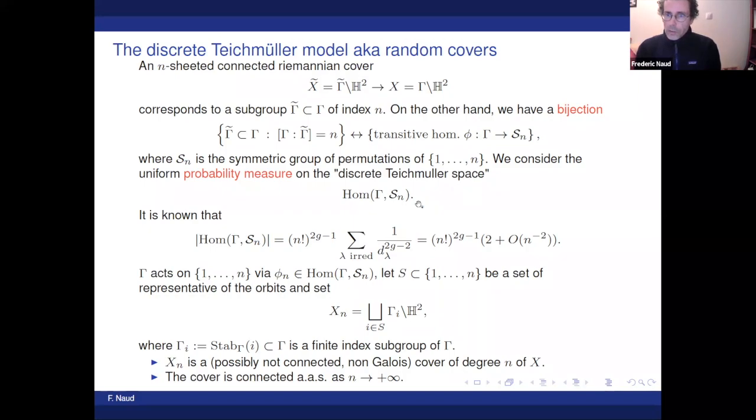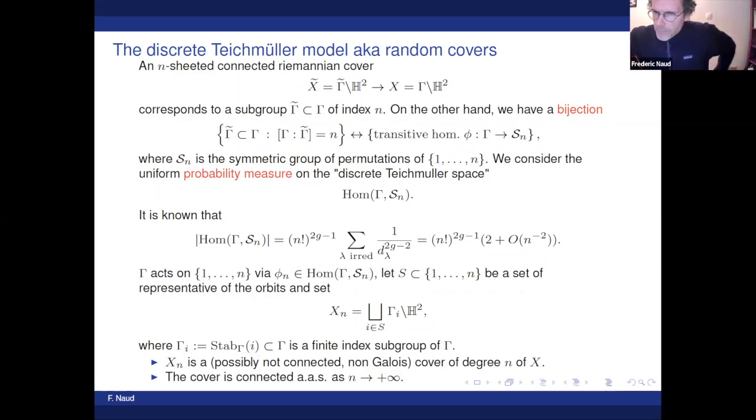So let me mention that when you have a surface group, you do have a relation, okay? So when you want to construct a homomorphism from gamma to Sn, you have to satisfy the relation. So you have 2G generators, and then you have to satisfy the relation. So basically, when you compute the size of this space, the asymptotic behavior is factorial n to the 2G minus 1. So basically, you lose one because of the relation. Okay, you have 2G generators, but you cannot pick them all independently because of the relation. But this is the asymptotic size of this space.